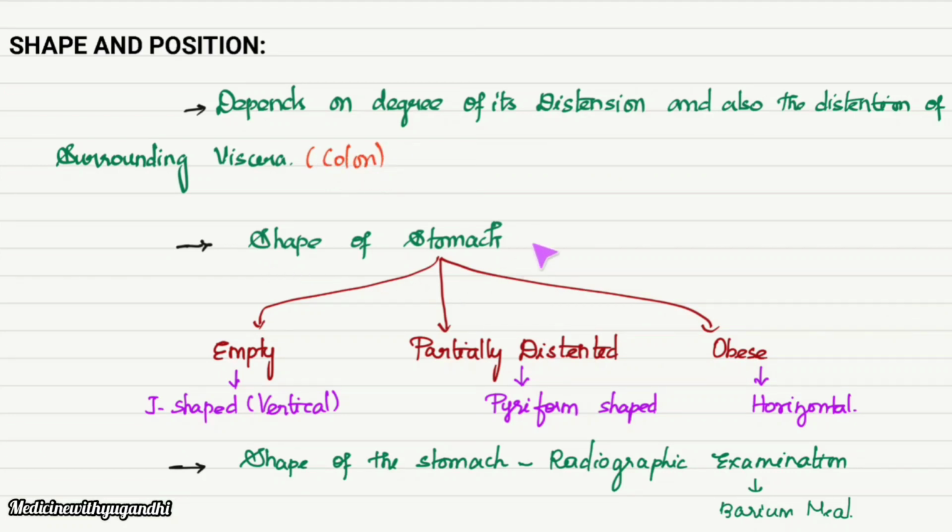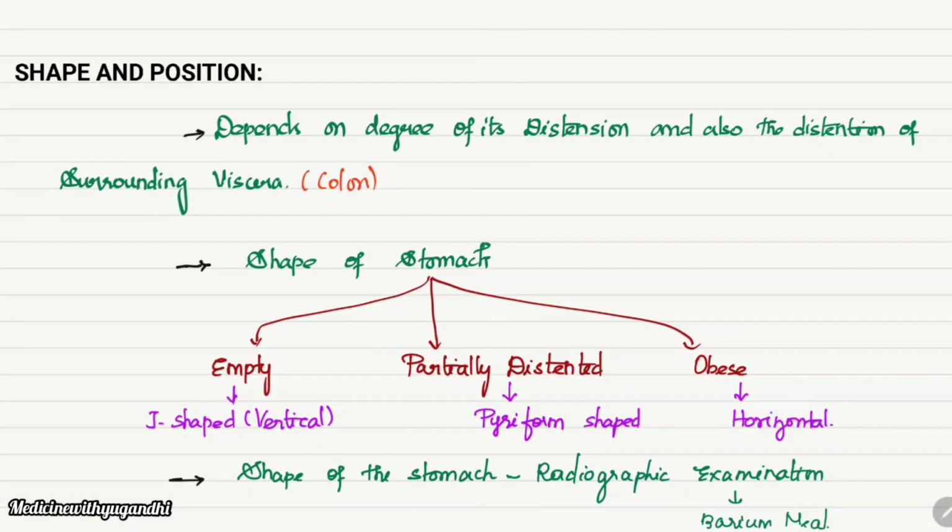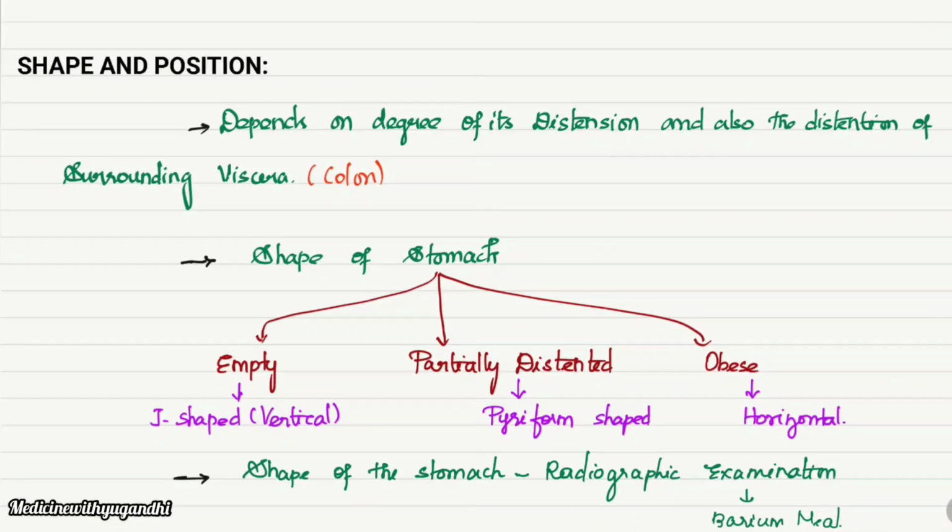Then the shape of the stomach varies in different individuals, and when the stomach is empty, it is J-shaped, it is vertical in shape, and if it is partially distended, it is pyriform in shape, and in an obese person, it is horizontal in shape. Then the shape of the stomach can be determined by the radiographic examination after giving the barium meal.